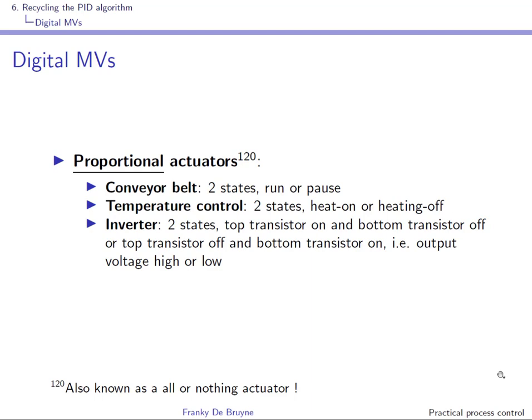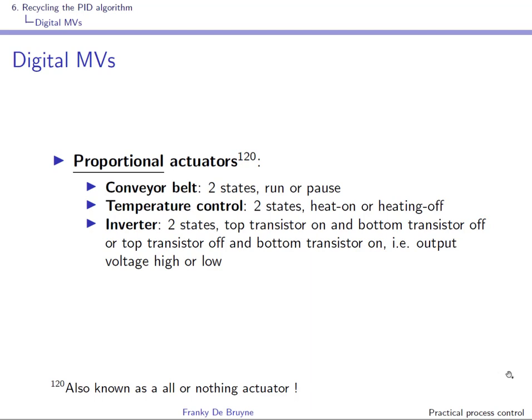There are 2 states, right? Either the conveyor belt is running or it is pausing. Or you can have also temperature control. You have 2 states, either you're heating or not. And then finally another example is, for instance, the inverter, right? You have 2 states, either the top transistor is conducting or the bottom transistor is conducting, and depending on which transistor is conducting, the output will either be high or low in voltage.